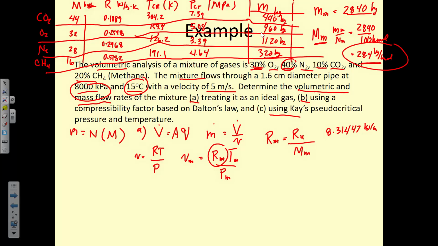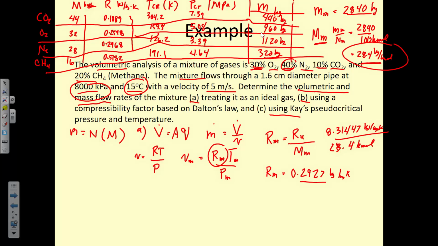Universal gas constant is fixed, 8.31447 kilojoules per kilomole Kelvin, divided by 28.4 kilograms per kilomole. So we find our R, our gas constant, is equal to 0.2927 kilojoules per kilogram Kelvin. So we look again at our table and we say, okay, 0.1889, 0.2598, 0.2968, 0.5782, 0.29 seems reasonable. It's kind of in the middle of those values, right?